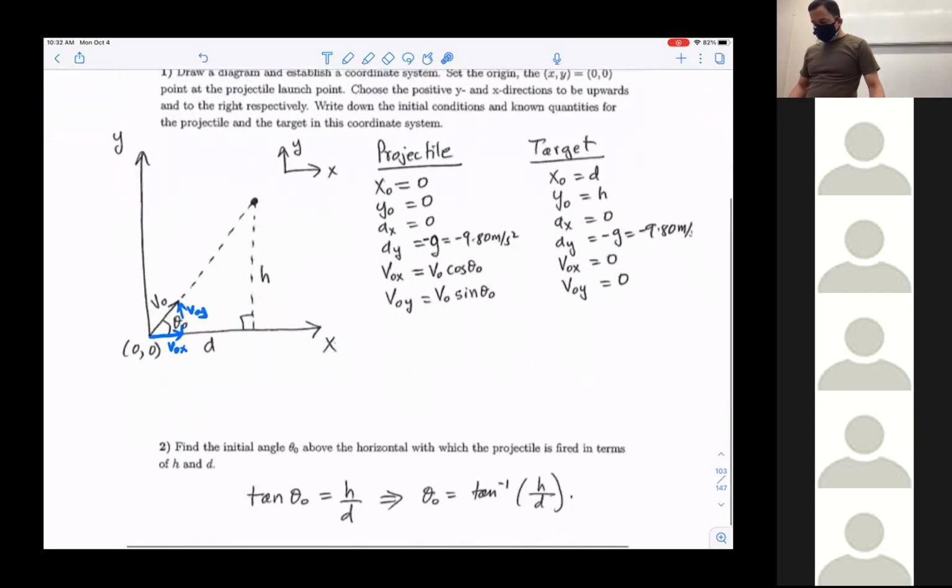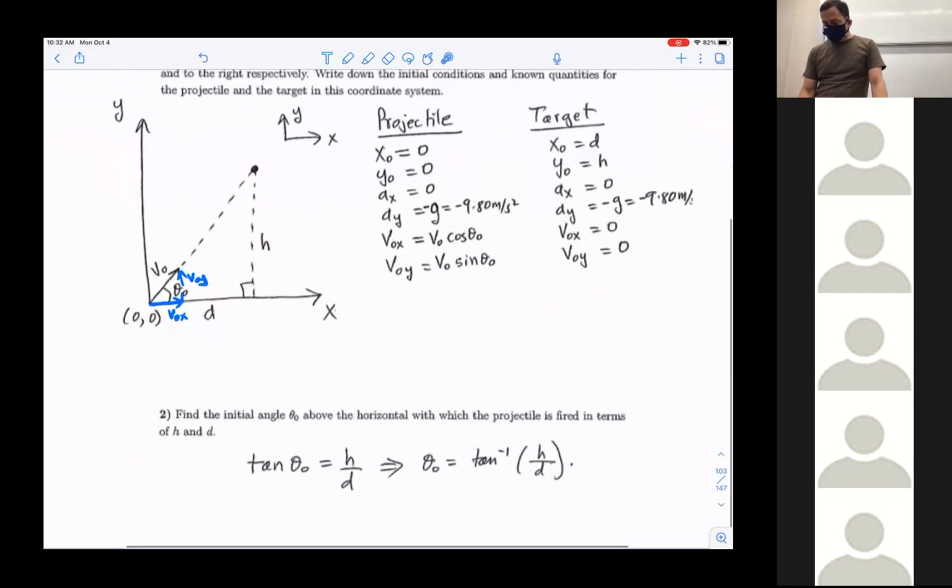The first thing we can do is note that this initial launch angle theta naught is related to the geometry of this problem. If this target is at a height of h, a distance d away, then obviously the tangent of theta naught is h over d. So we can immediately write the initial launch angle, that is, the angle with which you should aim the projectile: theta naught is the tangent inverse of h over d. This is the mathematical way of saying that you should aim your projectile at the target. Any questions on that?